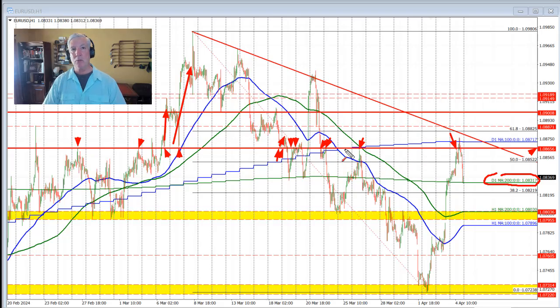And last it was a ceiling, and we came up to that level, found willing sellers, came back down to test the 50% midpoint before basing and moving higher and getting above the 100-day moving average. That's the blue line in this chart. That should have sent the price higher, but we did start to see some profit taking.